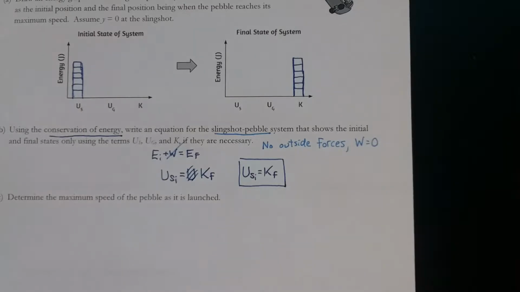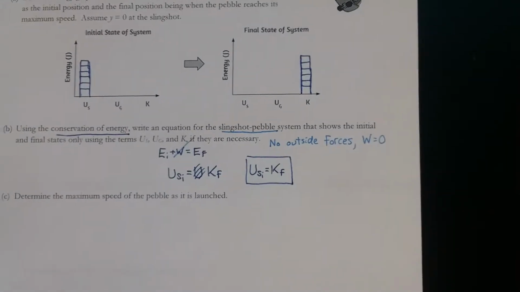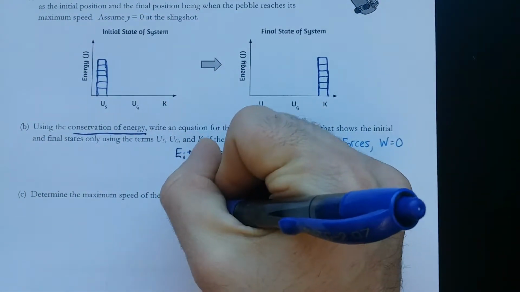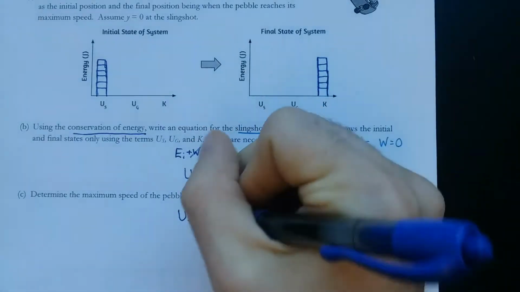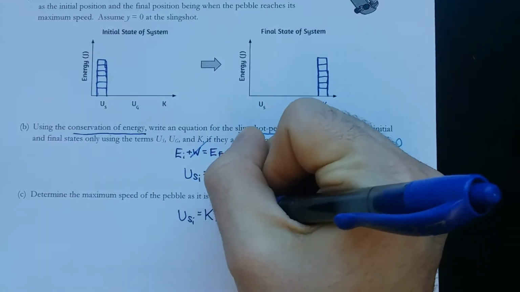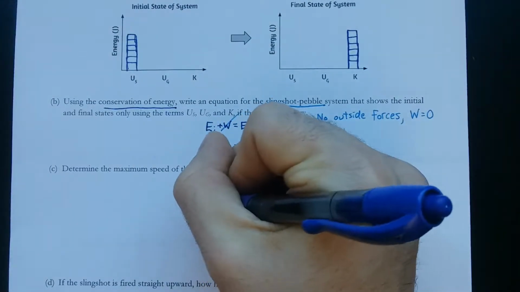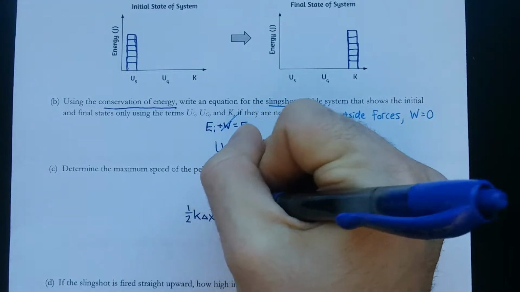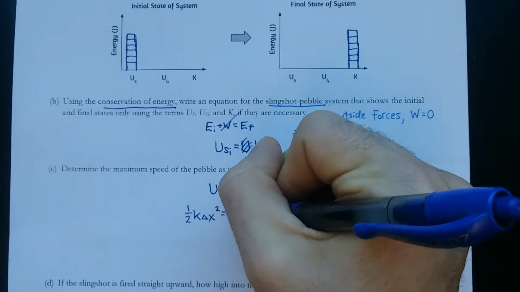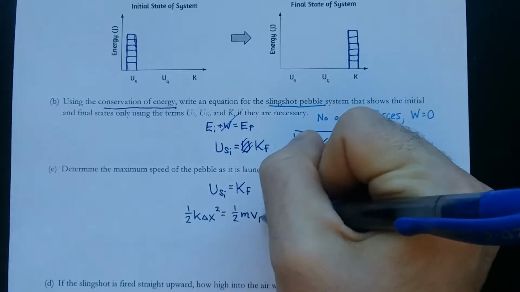Well, now it says determine the maximum speed of the pebble as it's launched. I can do that because I can start off with this idea that we had before, that all that spring potential energy is turning into kinetic energy. Or I could say 1/2 k delta x squared equals 1/2 m v final squared.